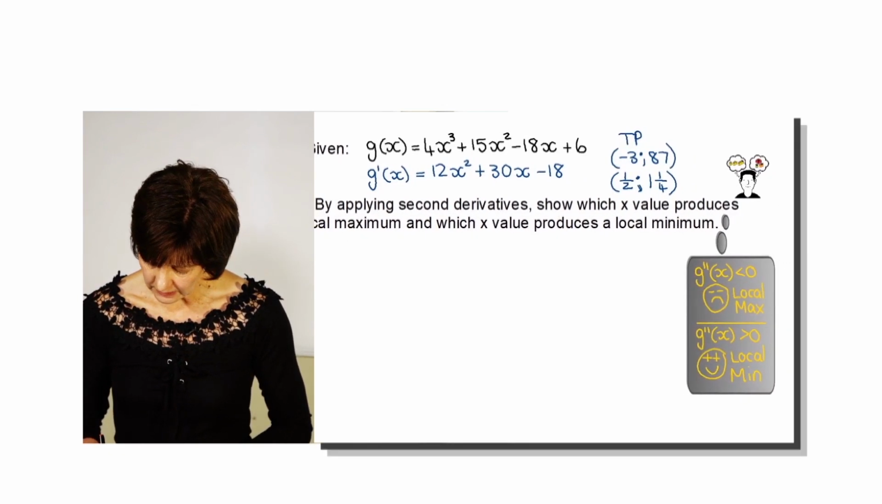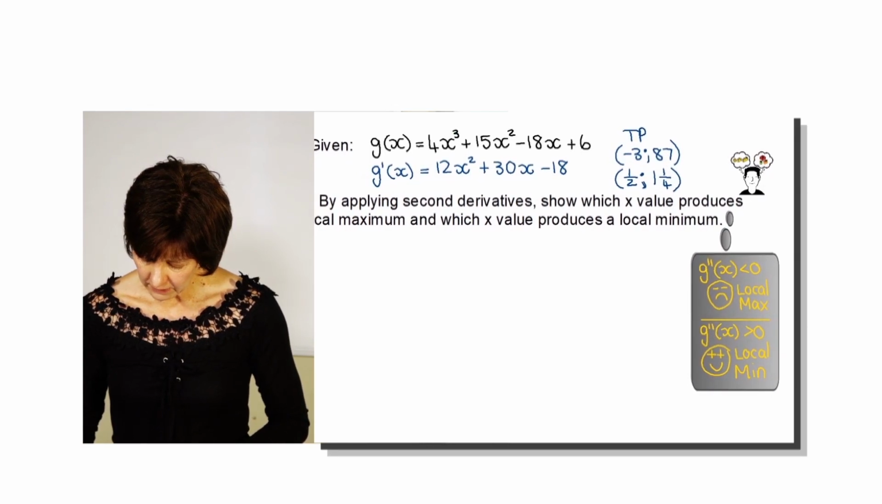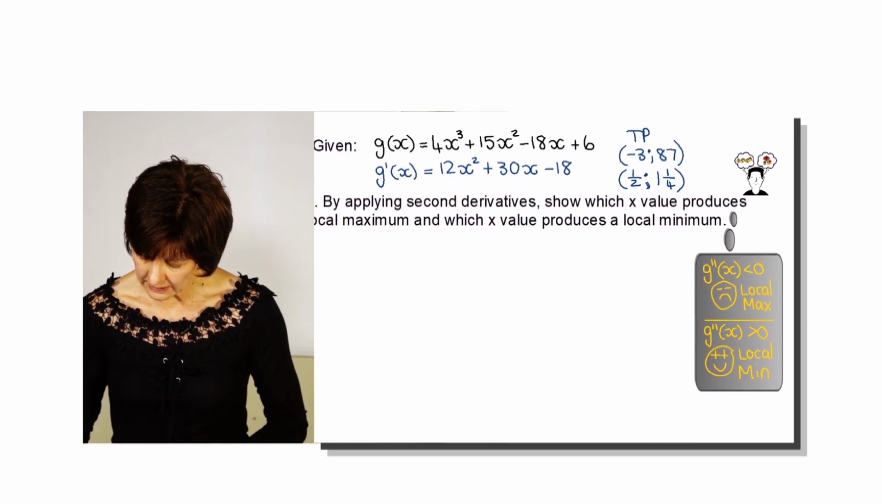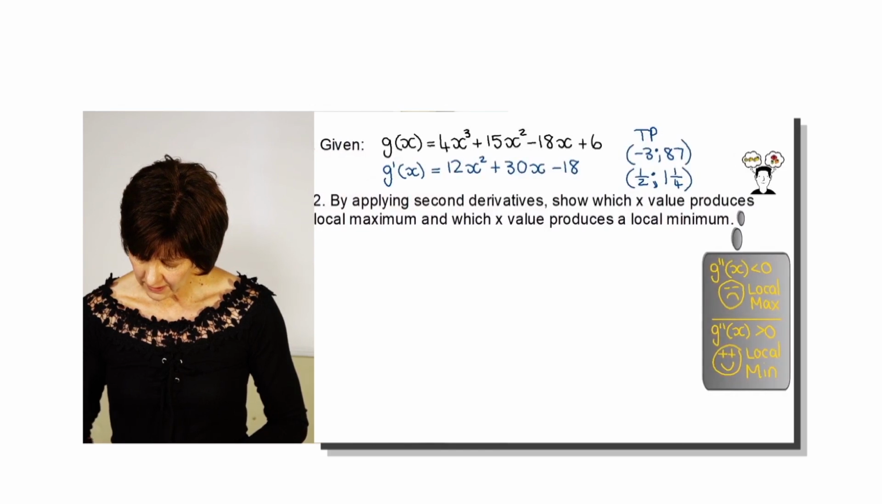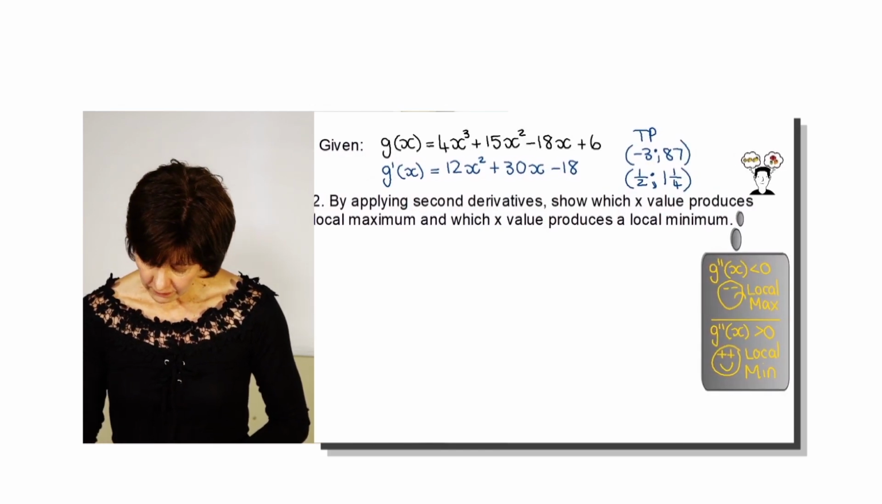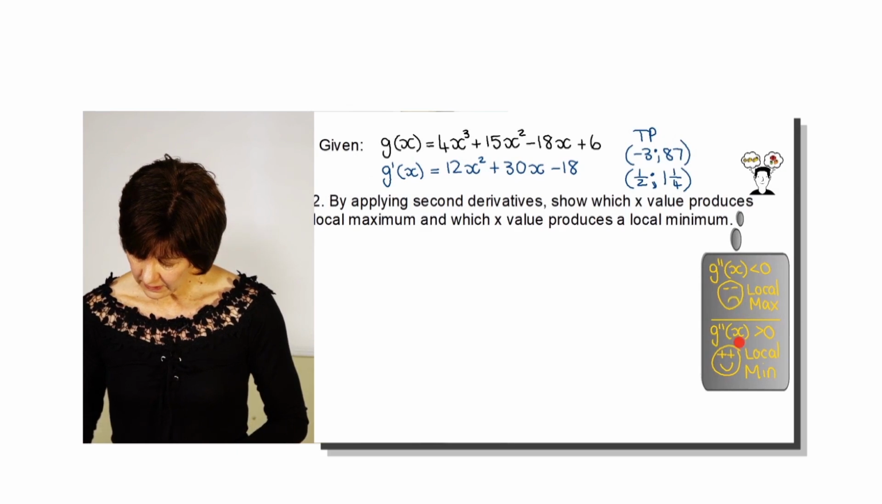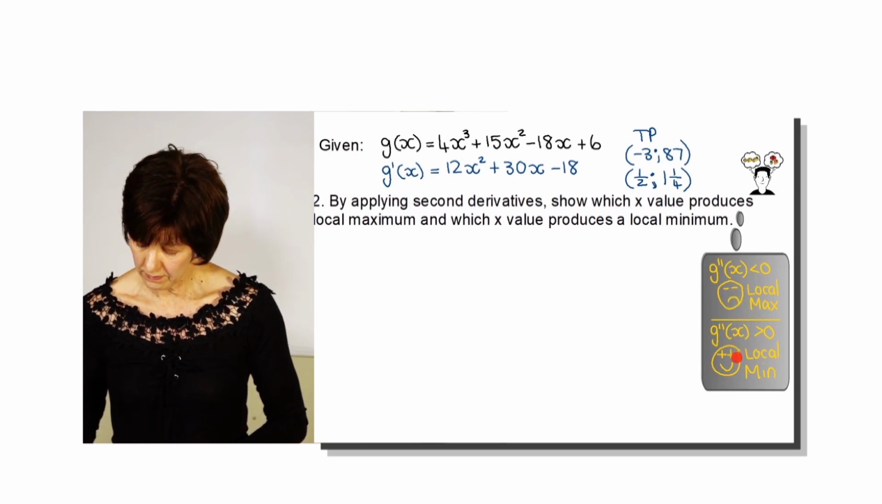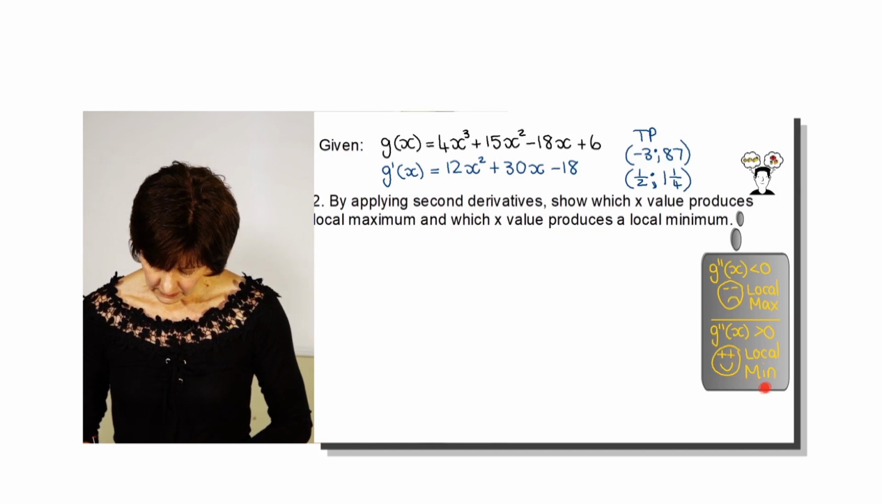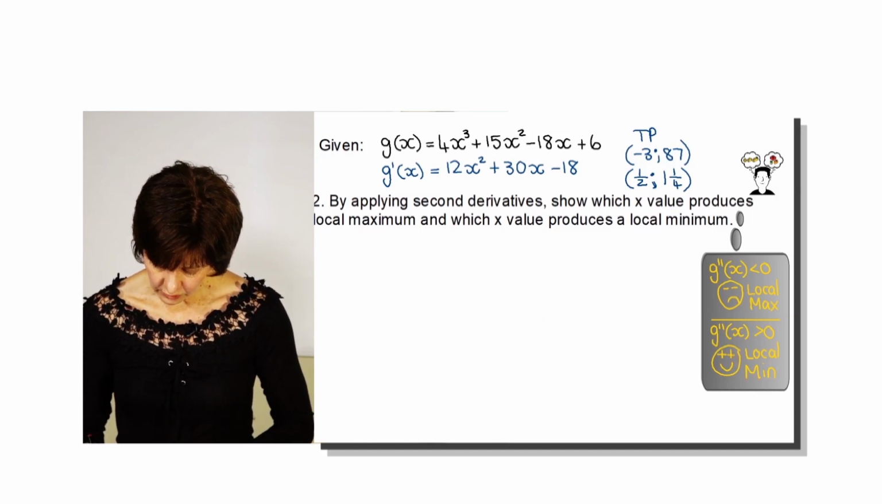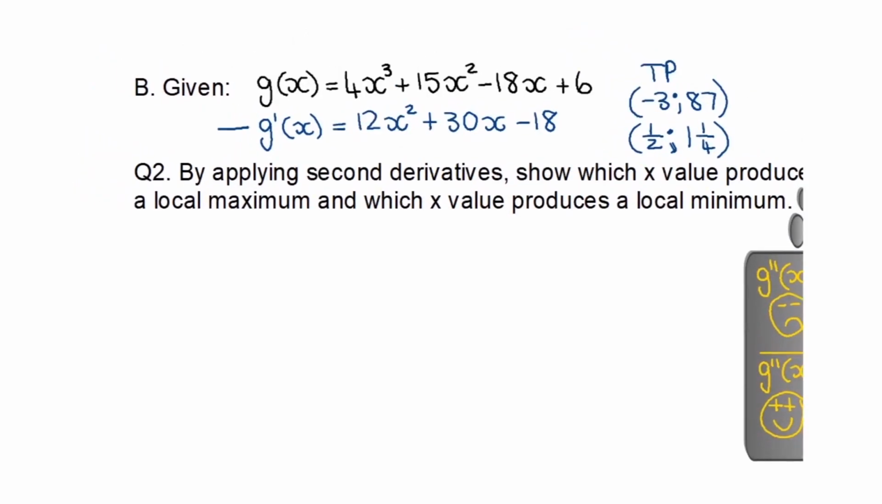What we should know is, if the second derivative for a specific x value is less than 0, then it's a local max. If the second derivative is a positive value, then it will be a local minimum. So let's try and use second derivatives. In our first question, we actually used the first derivative, so I just wrote it down for our convenience. Let's see now. I need the second derivative. So it means I need the derivative of this derivative.